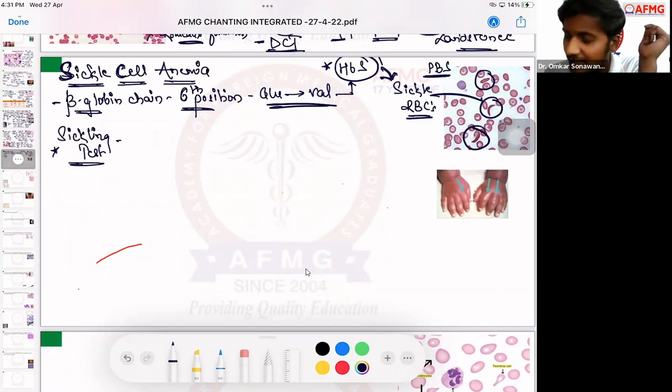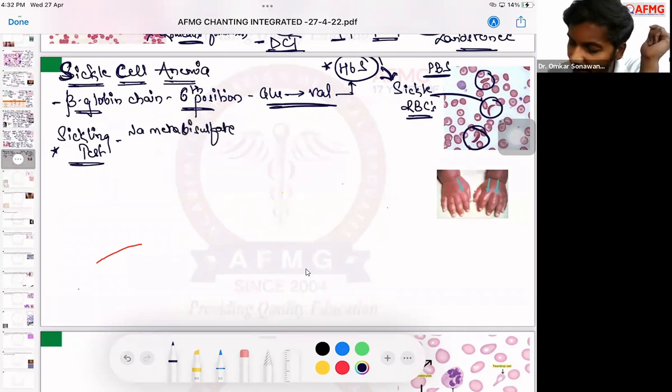The sickling test is induced by, this was a question, sodium metabisulfate. Please remember, the sickling agent which is used is sodium metabisulfate.